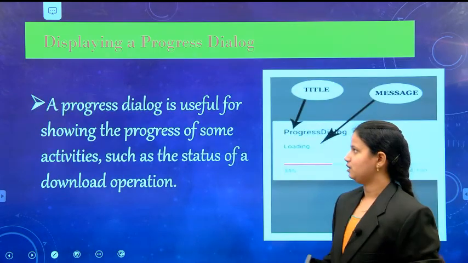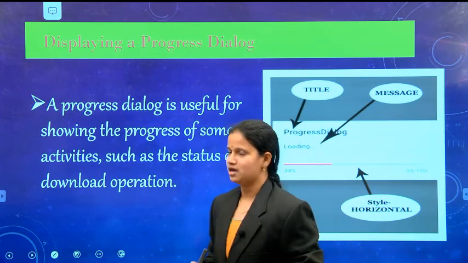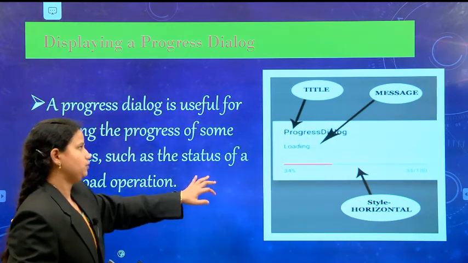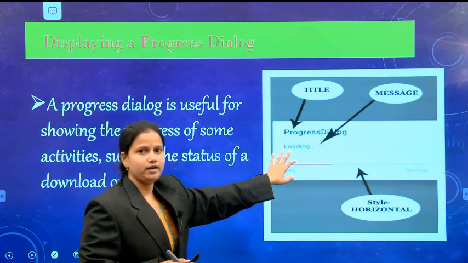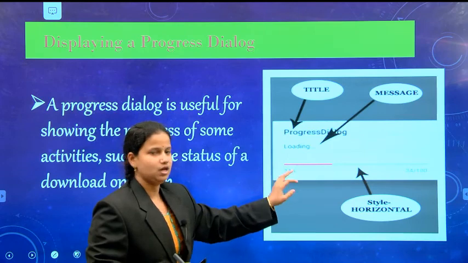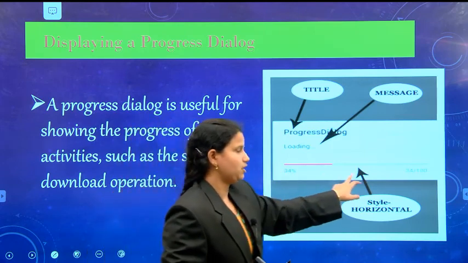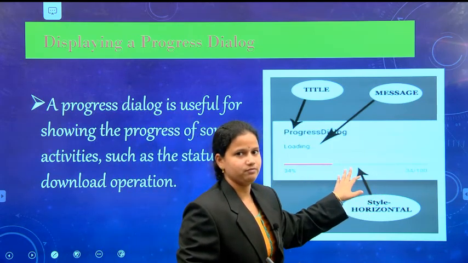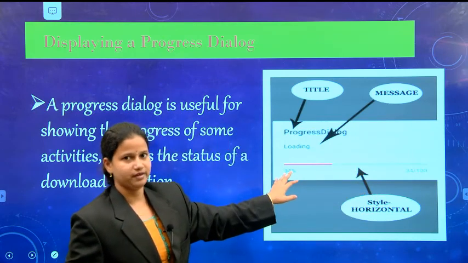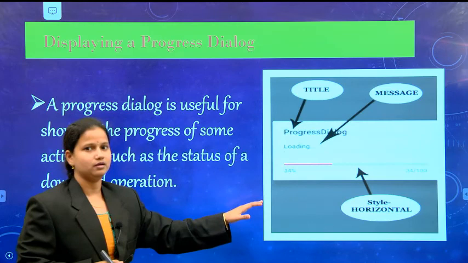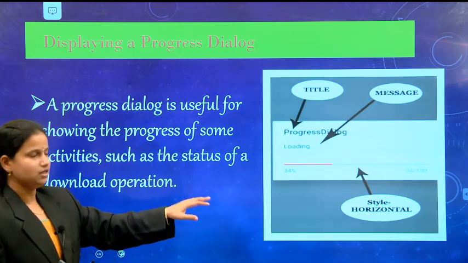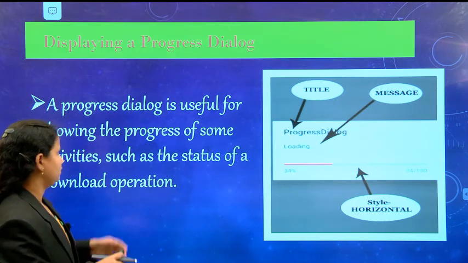The progress dialog is nothing but showing the progress of your tasks. When you observe the example, the activity is in a loading position, and a line is displayed showing how much progress has been made. Here only 34% of the download is completed. In this way the progress dialog will display the progress of some activities.